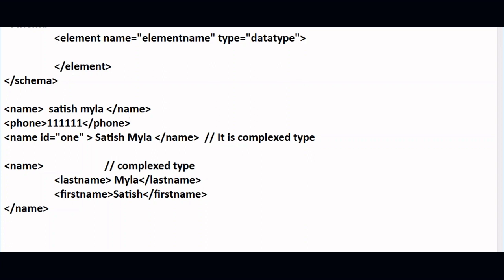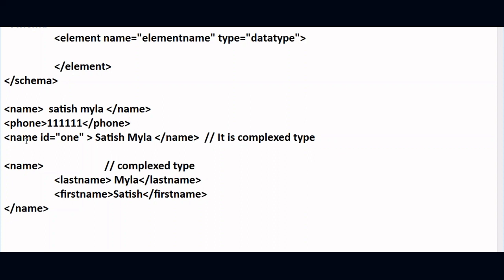Okay, let me give you. When you say complex tag, it is an element with child elements, element with attributes, element with empty content, or a combination of all. Empty complex type, element with child elements, element with attributes, or the combination. All these are called complex type. So simple type, complex type.